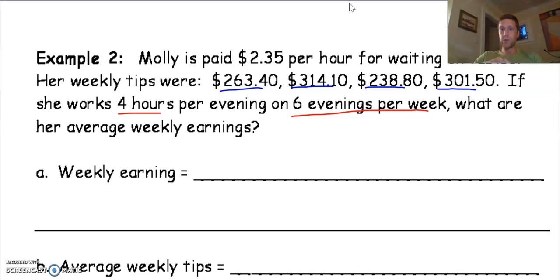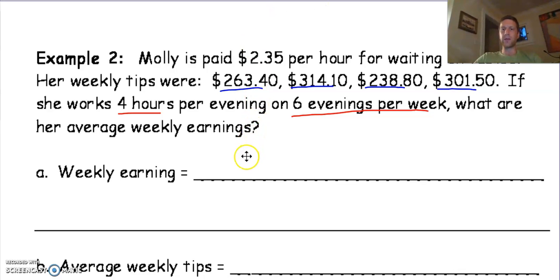So $2.35 per hour waiting tables, and then here are these underlined numbers in blue, 4 different weeks where she earned tips. So that's what she earned in each of those 4 weeks. So she's working 4 hours every night, 6 nights per week. What are her average weekly earnings?